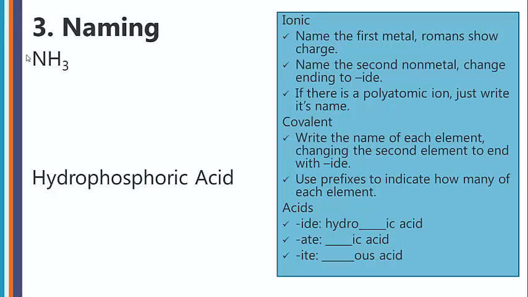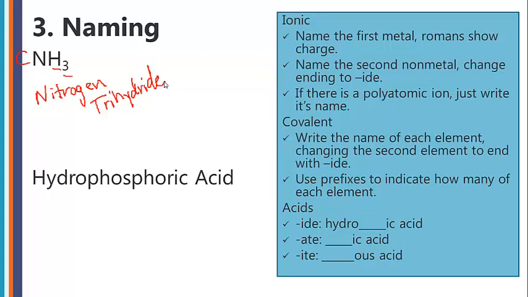Here we have our first covalent compound. I know that this is covalent because nitrogen and hydrogen are both nonmetals. Whenever it's covalent, we write the name of each element, changing the second element to end with "ide," and we use our prefixes. The first element is nitrogen. There's only one of them, so that would be mono, but we never start with mono, so it's just nitrogen. And then I have H3, so hydrogen becomes hydride. There's 3 of them, so that's trihydride.